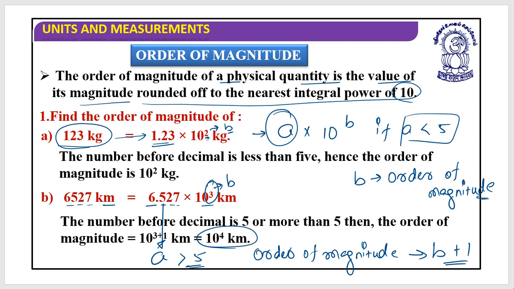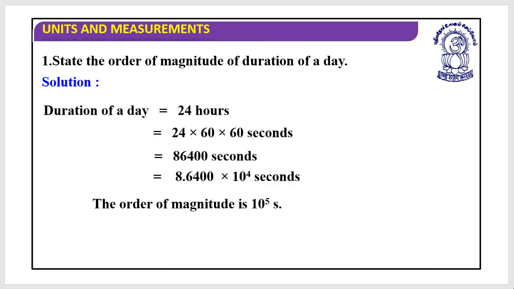So you need to just simplify and arrange your data in this format: a into 10 to the power b. Actually 10 to the power b is the order of magnitude. But while doing this, you need to rethink whether a is greater than 5 or less than 5. If a is less than 5, then 10 to the power b is the order of magnitude. If a is greater than 5, then 10 to the power b plus 1 is the order of magnitude. Got it? Okay, let's look at one more question.